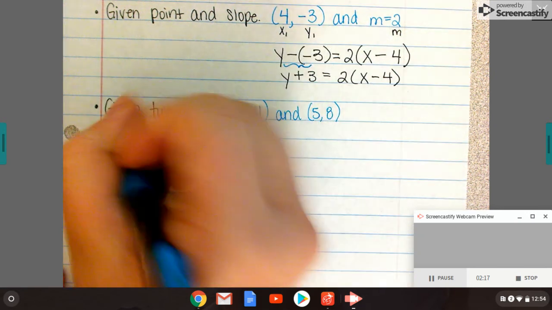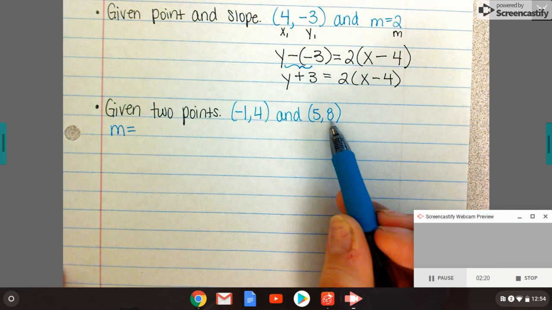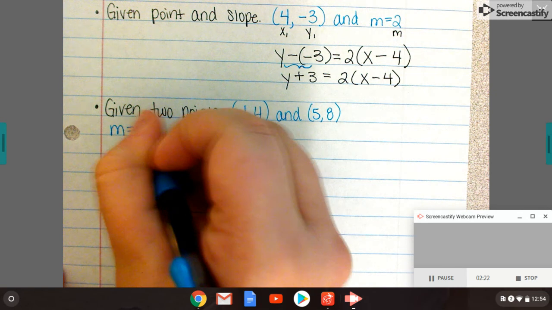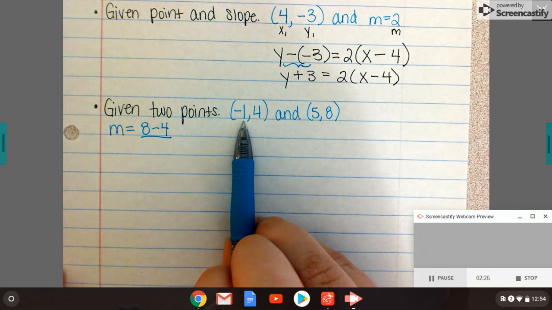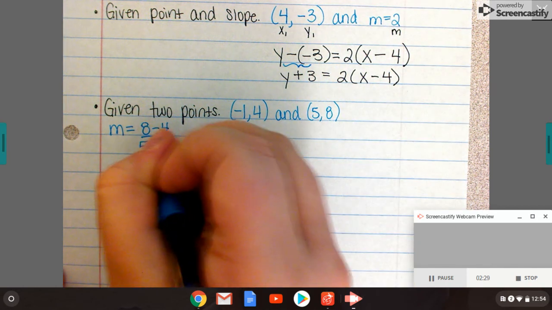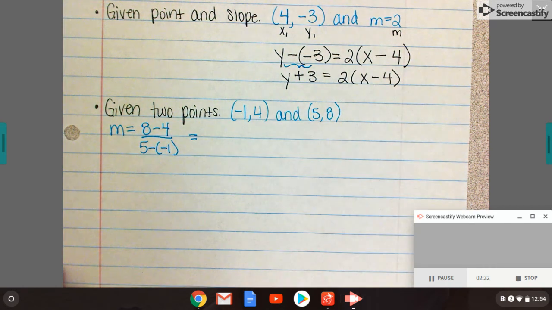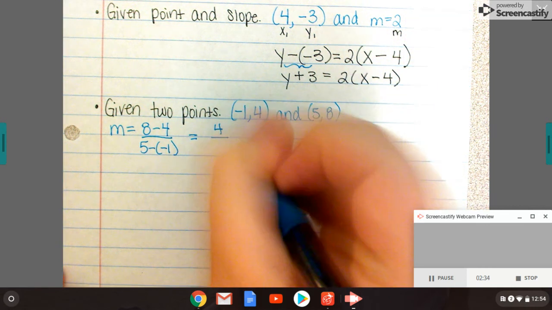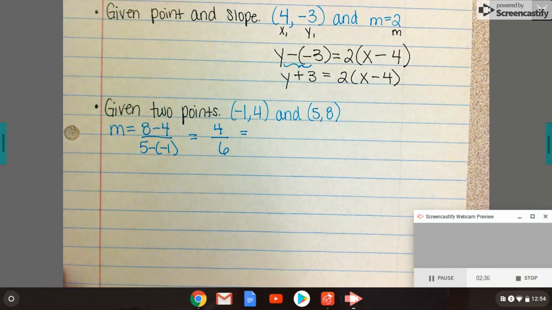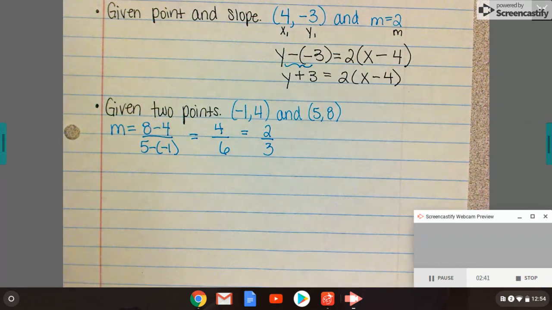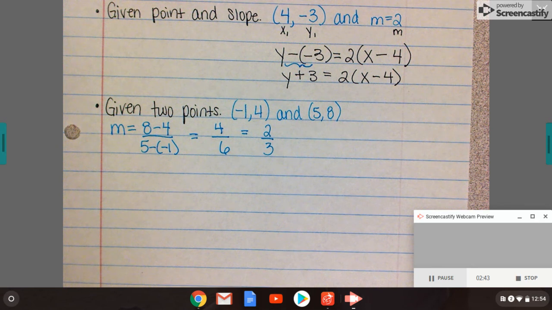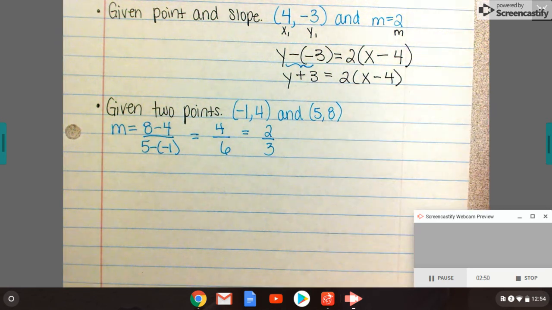So let's do m equals change in y. So 8 minus 4 on the top. And change in x on the bottom. So 5 minus negative 1 on the bottom. Our top is 4. Our bottom is 6. And we can reduce because 2 fits into both of these. So we've got 2/3 as our slope. So now we do have our slope, and we have 2 different points to choose from. It does not matter which one we pick. Just plug in. So I could have 2 different answers here.